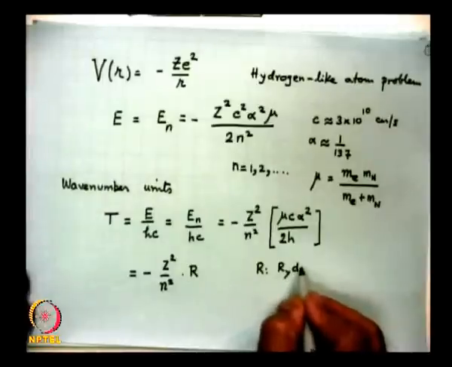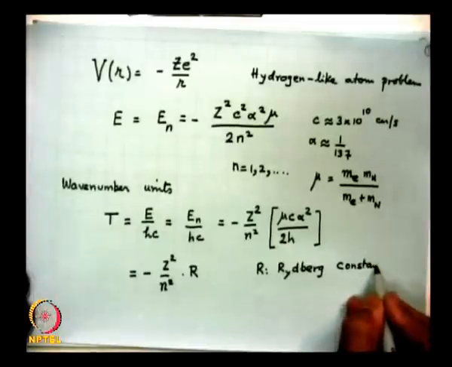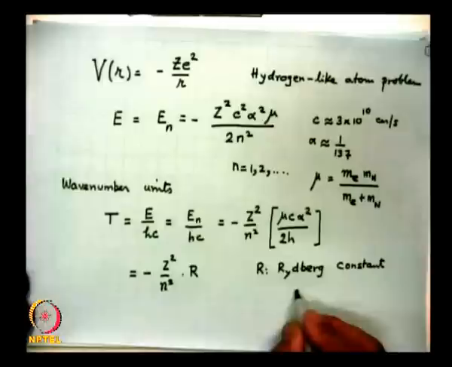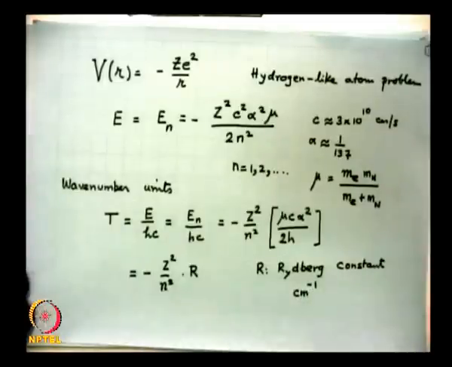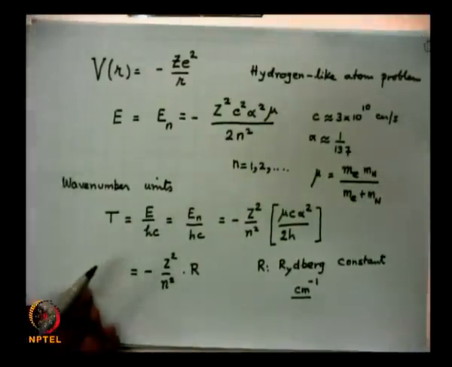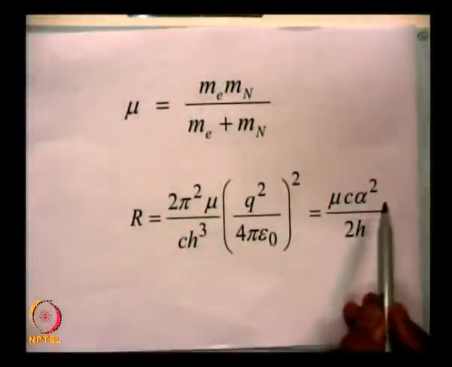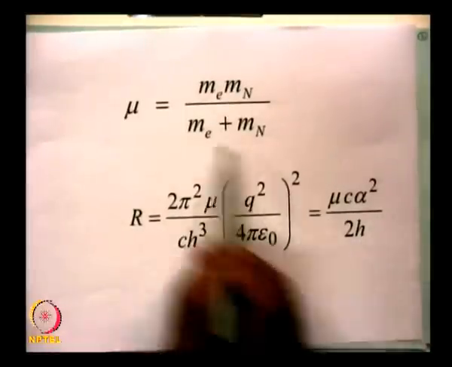after the physicist Rydberg, and its dimensions in CGS units is centimeter to the power of minus 1. So, the energy is measured in wave number units in spectroscopy, which is centimeter to the power of minus 1. And as I had mentioned, the value of the Rydberg constant is equal to mu c alpha square by 2h, and mu is the reduced mass.